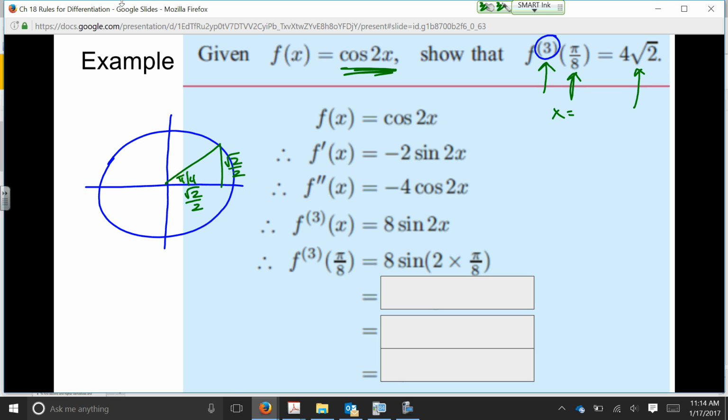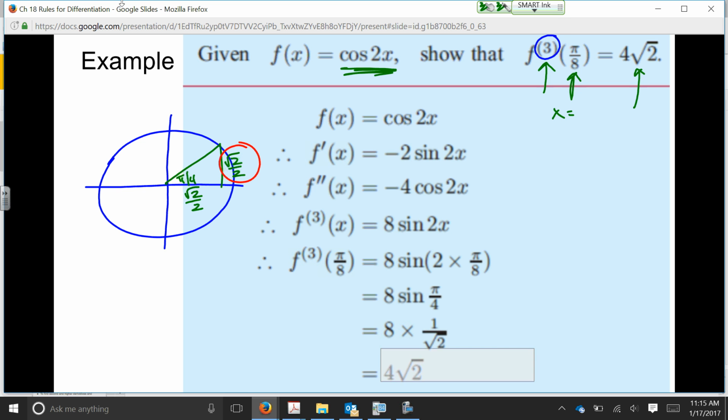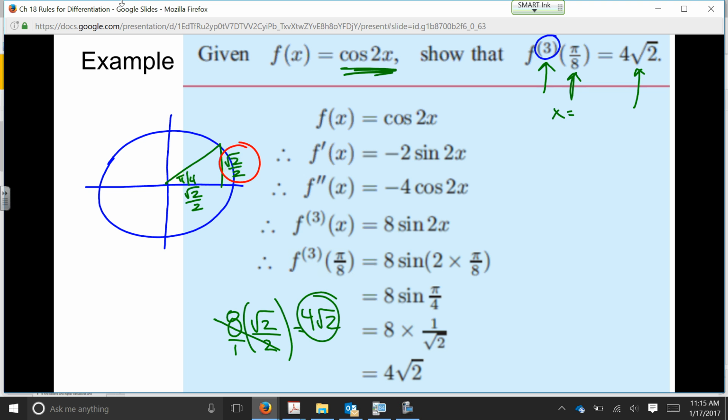So when we look at the sine, we're really just talking about the vertical component there. So it's that root 2 over 2, which is really just going to be 8 times 1 over root 2. You know our book doesn't like to rationalize necessarily. So they leave it as 4 root 2. But a better way to write that would be 8 times root 2 over 2. And you see that the 8 over 2 reduces to 4 root 2. So it's a more traditional way to write that out there.